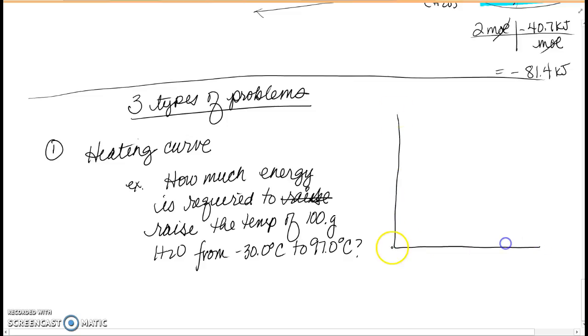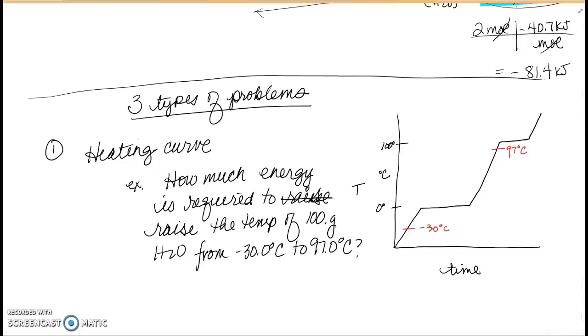And this is where you've seen this kind of graph known as a heating curve, which is why I labeled it, where this is temperature and say this is 0 degrees Celsius and this is 100 degrees Celsius, versus time. And you're starting here at negative 30 and you want to go up here to 97 degrees Celsius. And so the key thing in a problem like this is that anywhere you're on a diagonal, you have a temperature change.